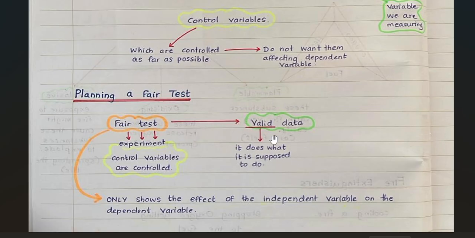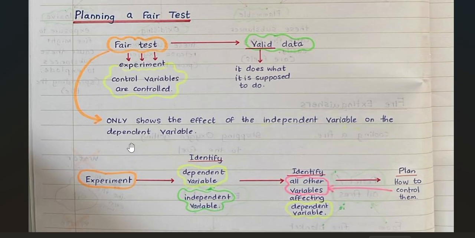So this valid data means it does what it's supposed to do without any problem from the other variables. Is that clear? Yes. So a fair test only shows the effect of the independent variable on the dependent variable. So we don't need to worry about the other variables which are controlled here. Is it clear? Yes.